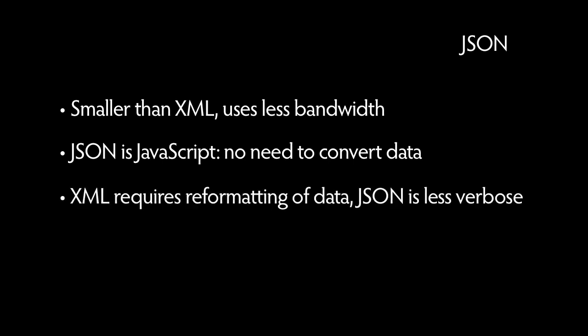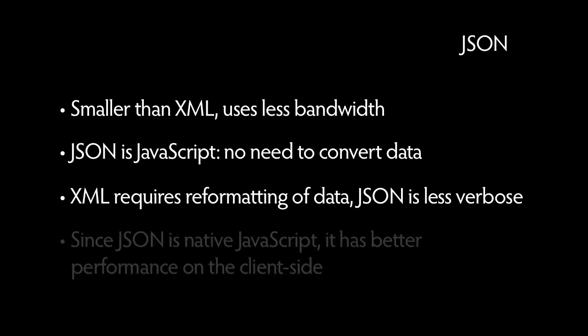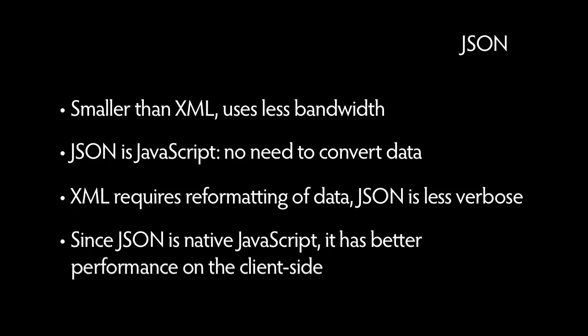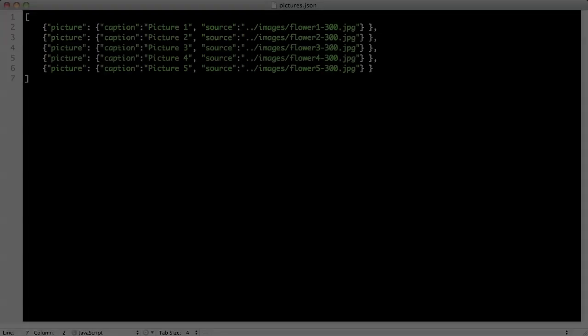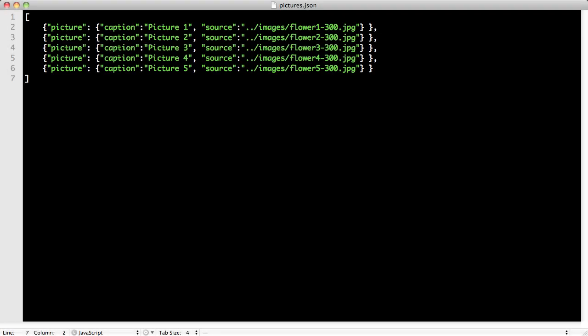Using XML with JavaScript requires a reformatting of the data into something JavaScript can understand and access, so using JSON results in a less verbose way of accessing data. Another great benefit of using JSON is that since it's native JavaScript, it's going to have better performance on the client side. So let's update our gallery to use JSON.